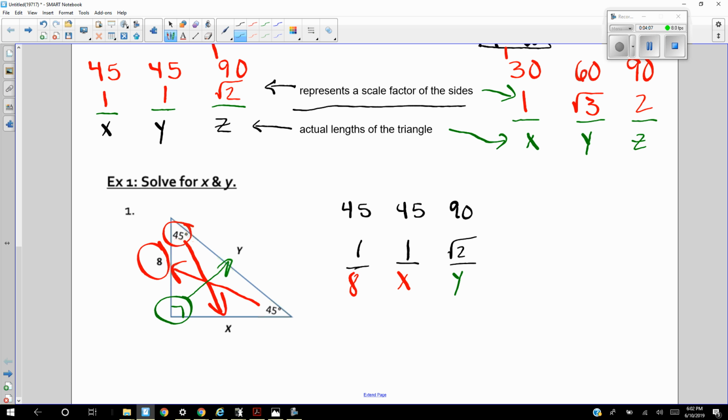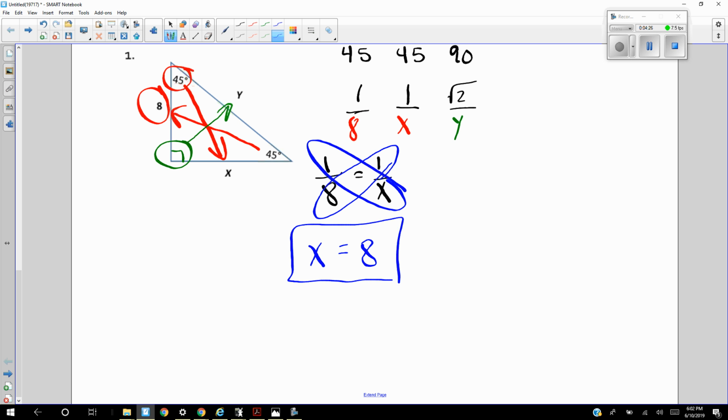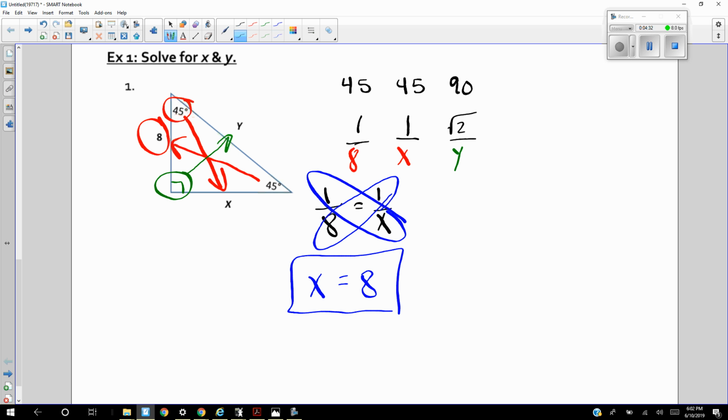And now to solve for x, we're going to take our known fraction, 1 over 8, set it equal to 1 over x, and then cross multiply. Again, you're probably thinking, well, I didn't really need to go through all that process to find x, and a lot of you probably didn't. But I think you'll find some problems later on get a little tougher where this pattern is going to help you out. And then we're going to do the same process to solve for y.